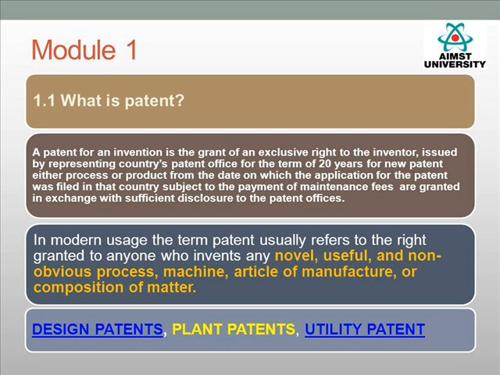In modern usage, the term patent usually refers to the right granted to anyone who invents any novel, useful, and non-obvious process, machine, article of manufacture, or composition of matter. Some other types of intellectual property rights are also called patents in some jurisdictions.